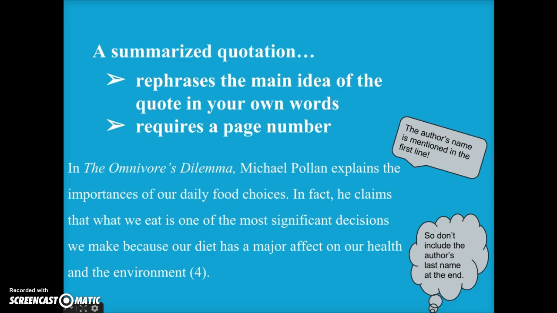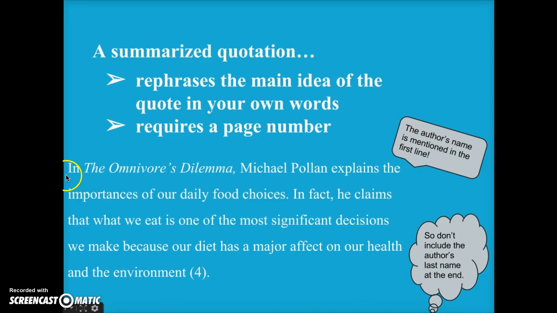Now let's take a look at a summarized quotation. This is really similar to a paraphrase quotation. I'll explain the difference in a minute. But a summarized quote will rephrase the main idea of the quote in your own words, and you will put the page number at the end because it's coming from a source. It's not coming from you. It's not your analysis or your commentary. It's directly coming from another person. That means you have to give them credit.